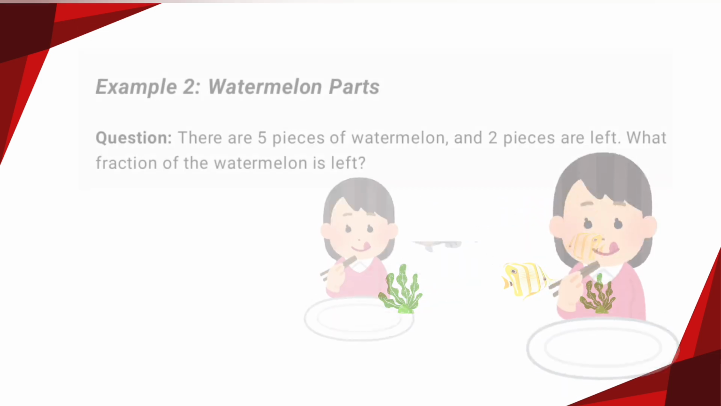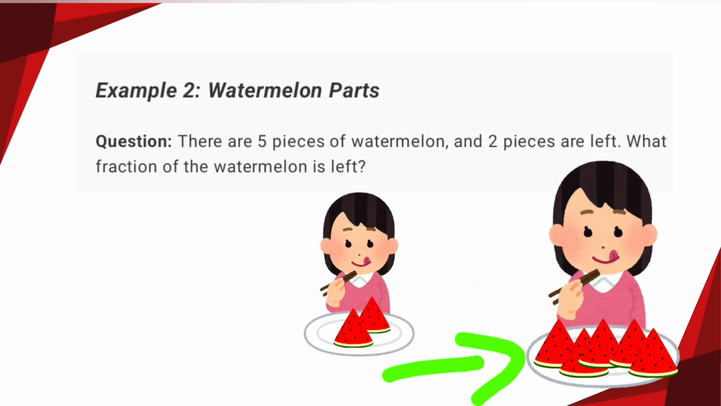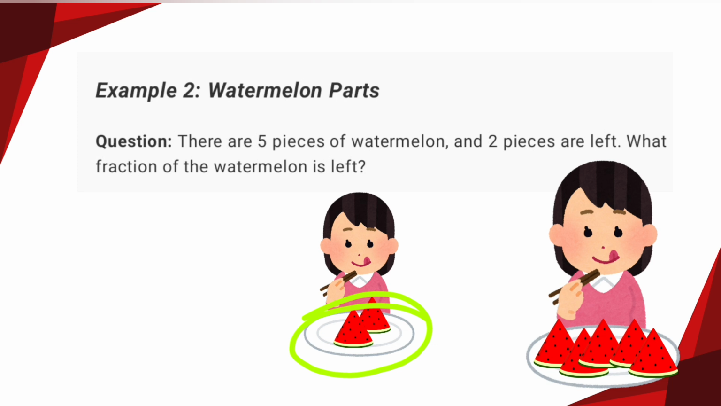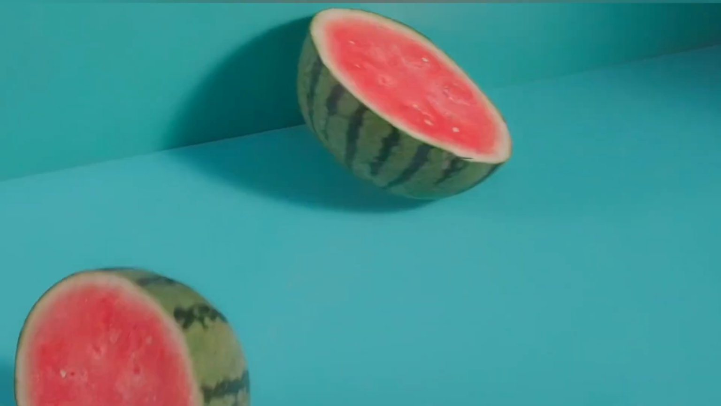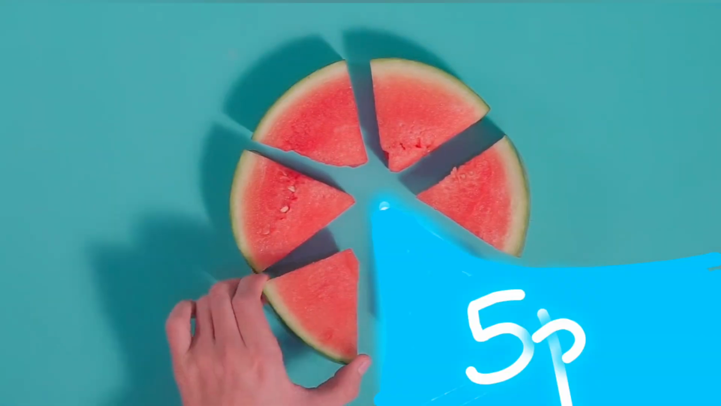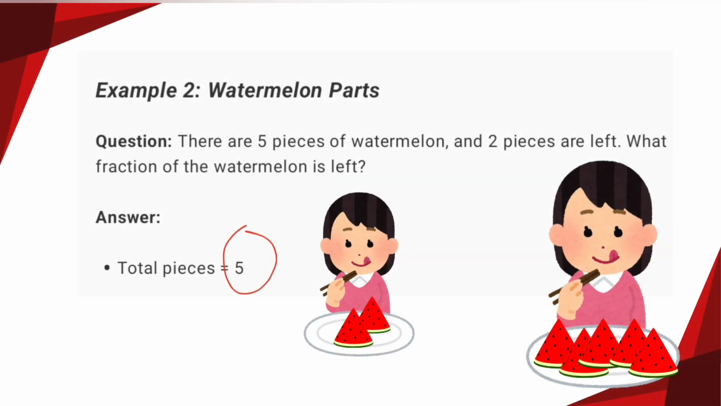Here in this example, you can see watermelon parts. So the question is, there are 5 pieces of watermelon and 2 pieces are left. What fraction of the watermelon is left? Now we have to write down the fraction for leftover pieces. Yes, as you can see, there are 2 pieces left, right? So the leftover pieces are equal to 2, which is the numerator. And the total number of pieces is 5, which must be written in the denominator place. So the fraction is 2 bar 5.